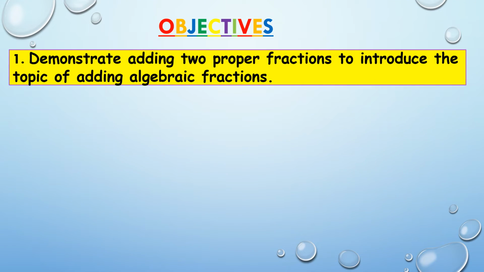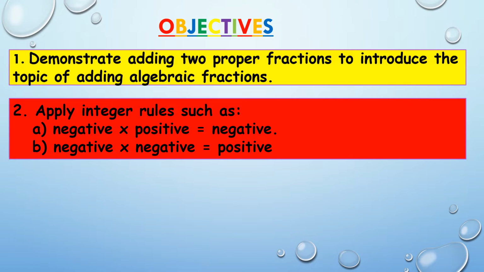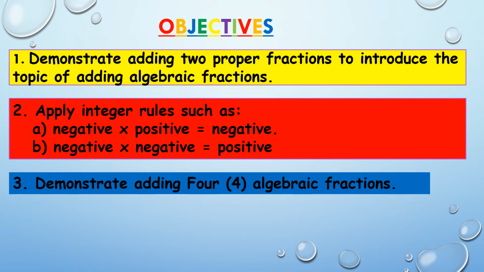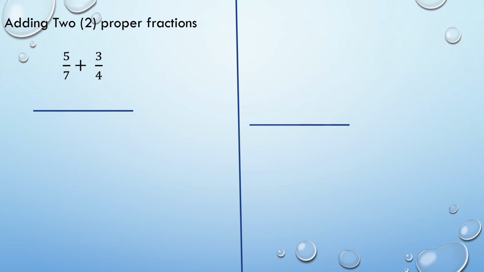Our objectives are, first, to demonstrate adding two proper fractions to introduce the topic of adding algebraic fractions. Second, to apply some integer rules that we have to remember: a negative times a positive is a negative, and a negative multiplied by a negative is a positive. Third, to demonstrate adding algebraic fractions. Some of these questions are going to be from the CXC mathematics past papers. Let's go right into it.